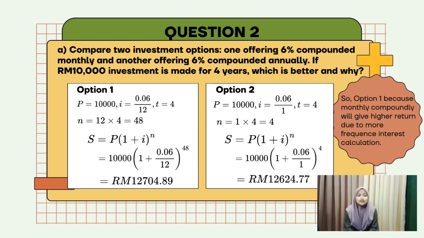Option 2: let P be 10,000 ringgit, i is 0.06 divided by 1, t is 4 years, n is 4. Using the same compound interest formula and substituting the values, the final answer is 12,624 ringgit and 77 cents. So option 1 is better, because monthly compounding will give a higher return due to more frequent interest calculation.